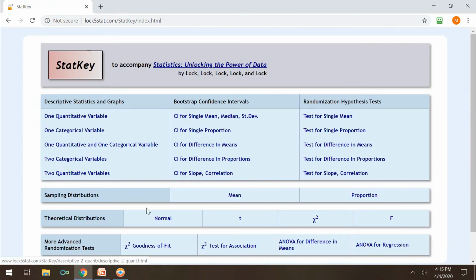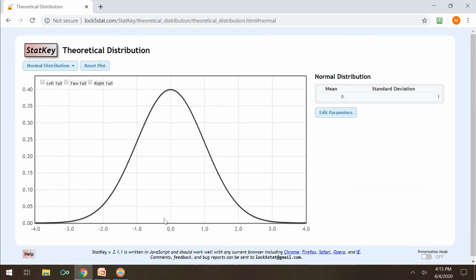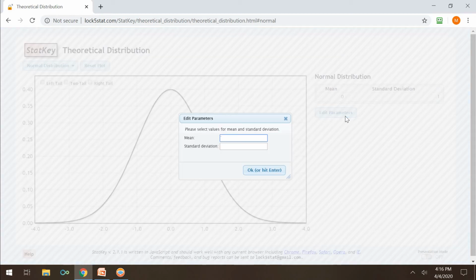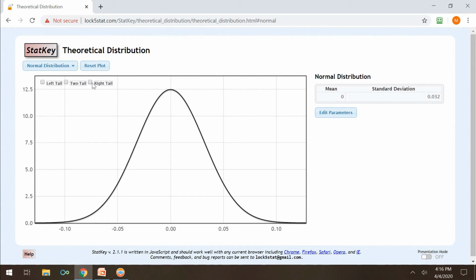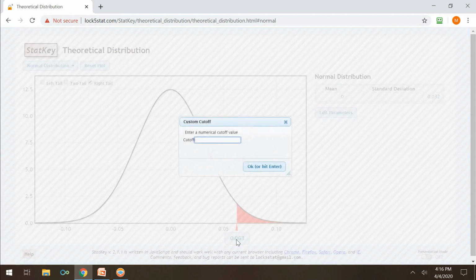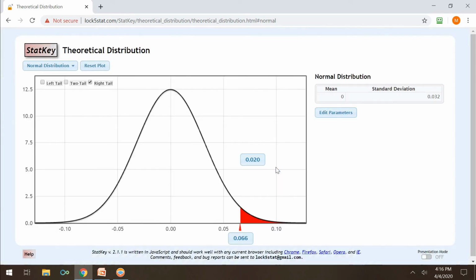And this time we'll go to the normal distribution. And we will edit the parameter because this is normal. So the mean was at 0, and the standard error or standard deviation was at 0.032. And we are looking to the right of the statistic, and our statistic was 0.066. So this is the difference in proportion. And if we do this, we will find the p-value using the normal distribution.